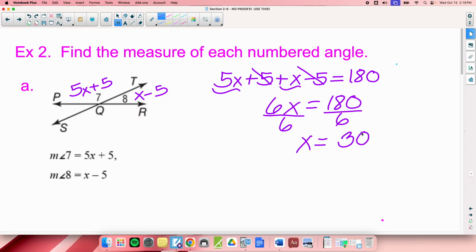Now, let's go back here and put 30 in here. What is 5 times 30? 150. 150 plus 5 is 155. So the measure of angle 7 is 155. If I put 30 in here, what's 30 minus 5? 25, right?